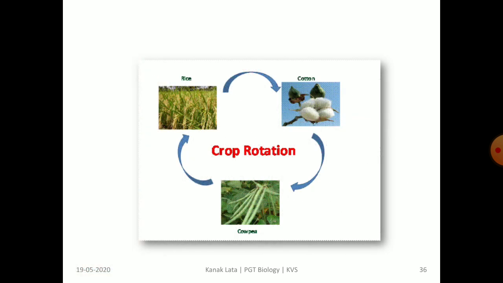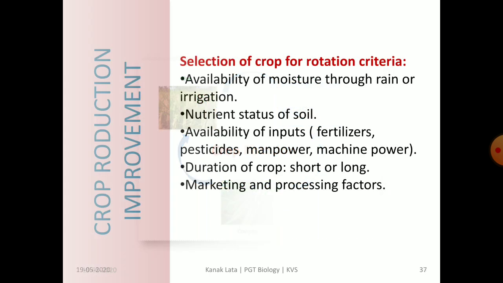In the given figure, one example is given about crop rotation. Here after rice, cotton is shown, and after cotton, cowpea is shown, and again after cowpea, rice is shown. So in this way, crop rotation is done for maximum productivity.